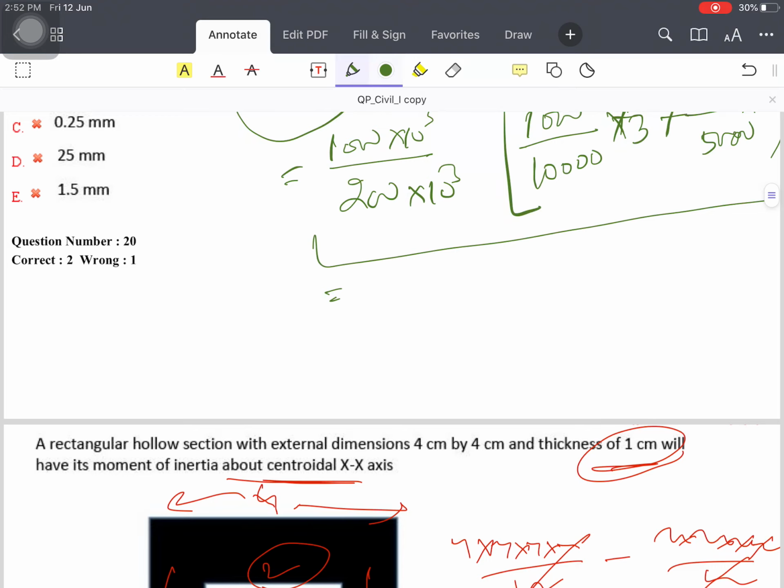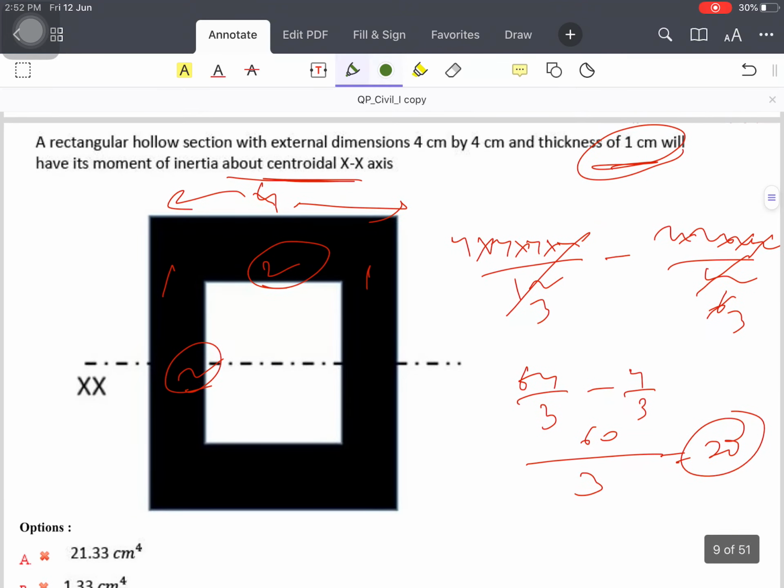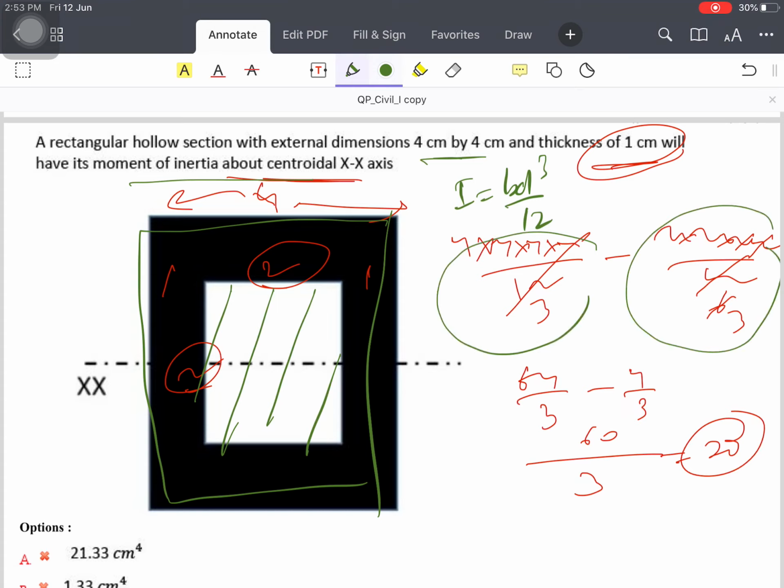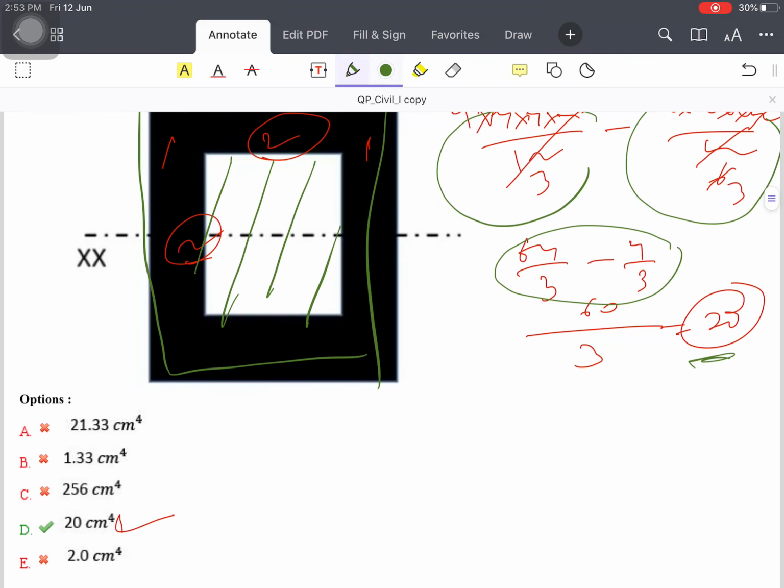Question number 20. A rectangular hollow section with external dimension 4 cm by 4 cm and thickness of 1 cm will have its moment of inertia about the centroidal axis as I equals bd cubed by 12. After finding the moment of inertia of the larger cross section, we need to subtract the moment of inertia of this section. So this is the outer section and this is the inner section. After subtracting, we will find 20 centimeter to the power 4.